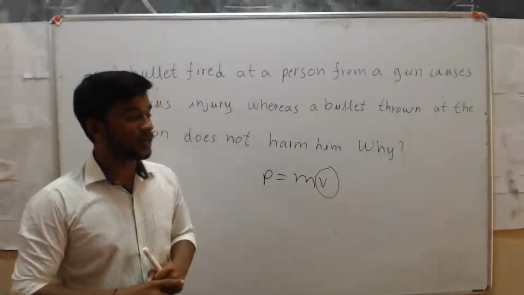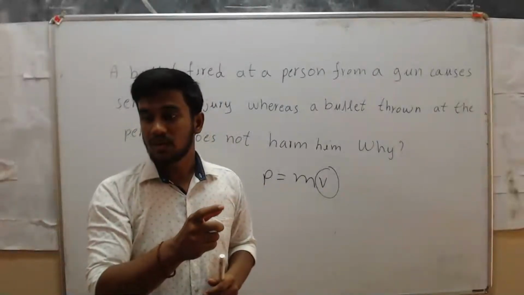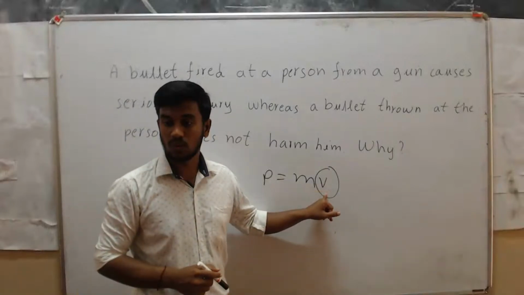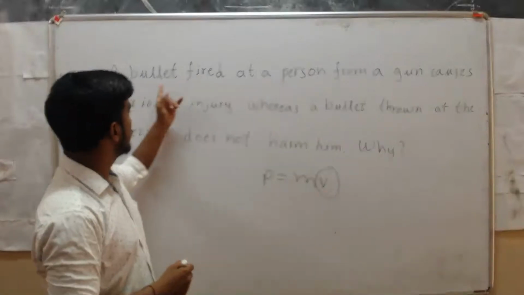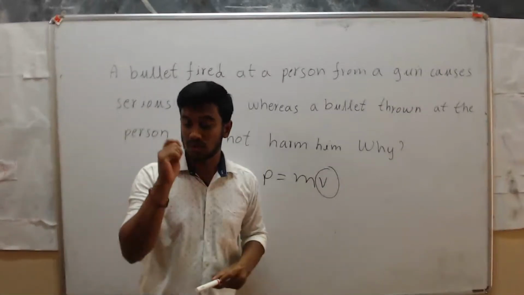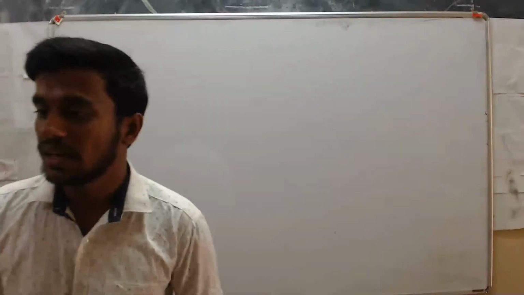But instead of the pistol or gun, if you throw that bullet, you can't throw it with the huge amount of force that the bullet gets from the gun. So when you throw that bullet, its momentum is less.